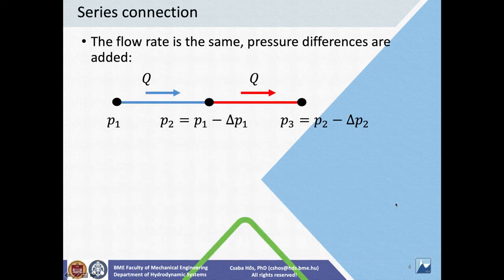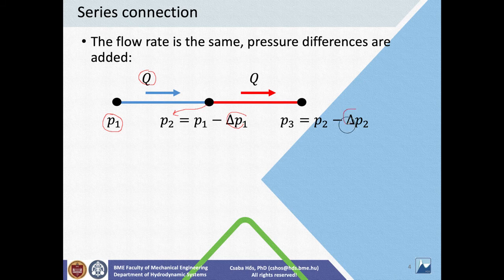Okay, so let's speak first about the series connection. Consider these two pipes. We start up with pressure P1, and then in the blue pipe there is a flow rate Q. The pressure drop is delta P1. So at this node here, the pressure will be P2. Now in the second pipe, the red one, obviously the flow rate must be the same as there is no consumption in between. But again, the length, the diameter, or the pipe friction coefficient can be different.